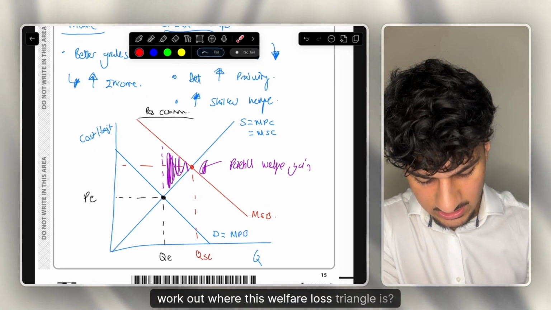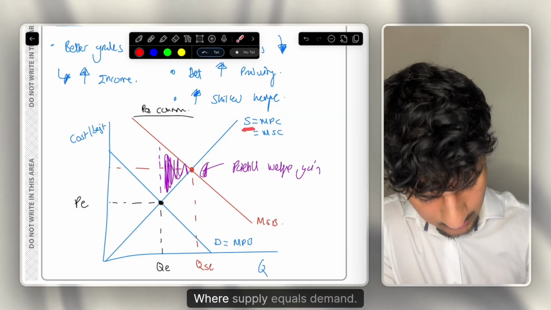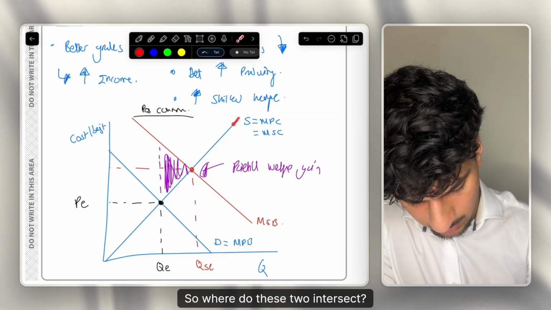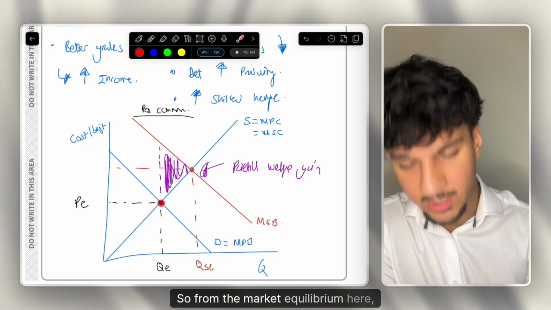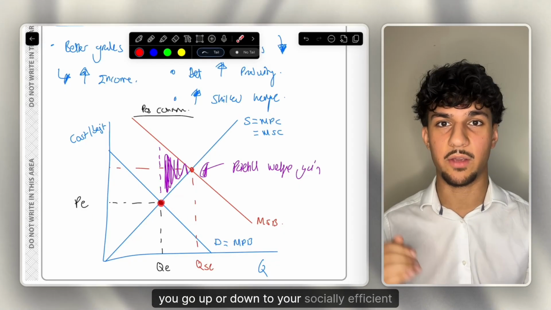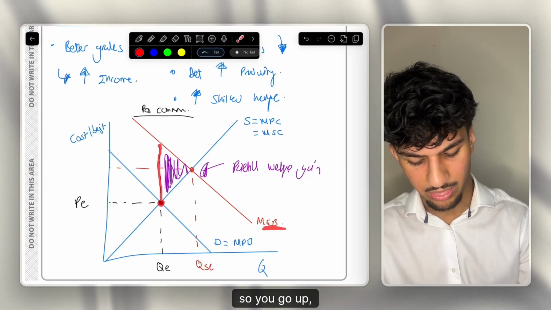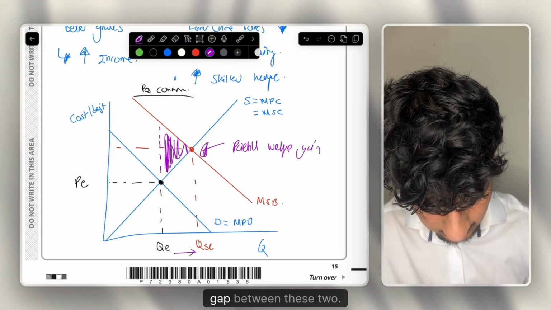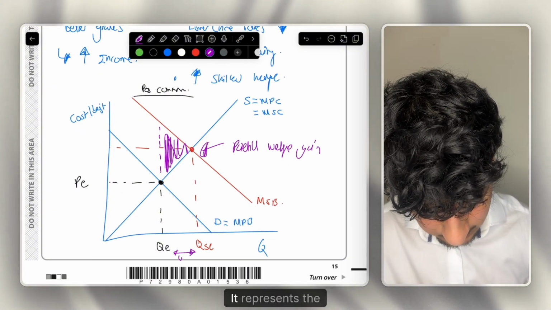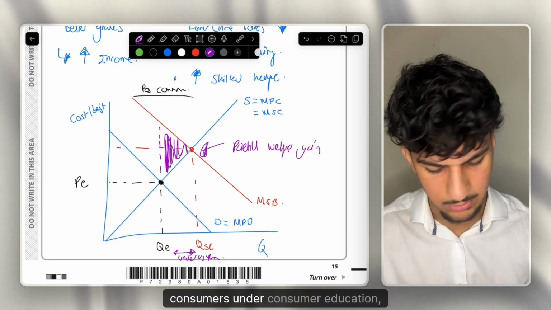But just a tip again for all these externality diagrams: how do you work out where this welfare loss triangle is? You go from your market equilibrium. What is your market equilibrium? Where supply equals demand. So where do these two intersect? Let's go down from supply, and this is where demand is. So from the market equilibrium here, you go up or down to your socially efficient curve. And where's the socially efficient curve here? The curve here is above, so you go up, and now that is your welfare loss triangle. And the only other thing I would label on this is the gap between these two. What does that represent? It represents the underconsumption, because, like I said, consumers underconsume education, for example.